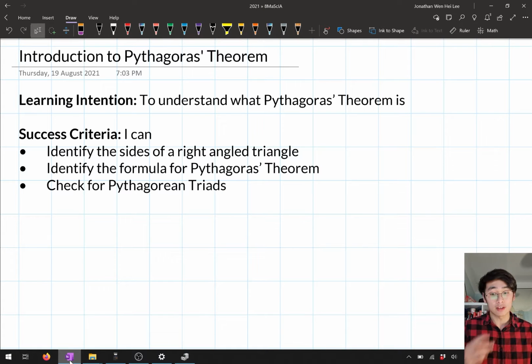So here, in today's lesson, we want to be able to understand what Pythagoras' theorem is. We want to firstly identify the sides of a right angle triangle. Secondly, identify the formula for Pythagoras' theorem and check for Pythagorean triads. So that's the three things we're going to be looking at today. So let's get into it.